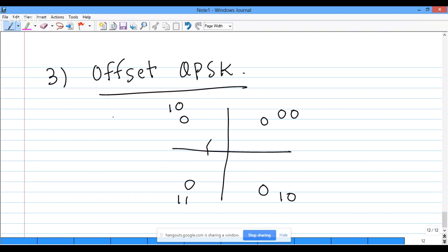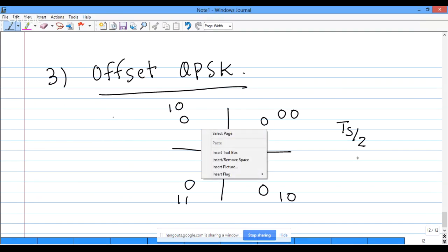Now the idea behind offset QPSK is that you delay one of the channels by 1 bit duration. That enforces that your bit changes by 1 at an interval of Ts by 2. Namely, you can only go from this signal to this signal, or from this signal to this signal, but these diagonal transitions are not possible.